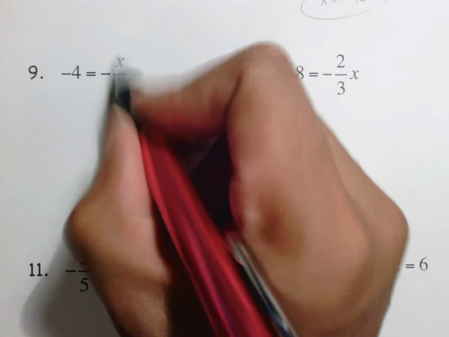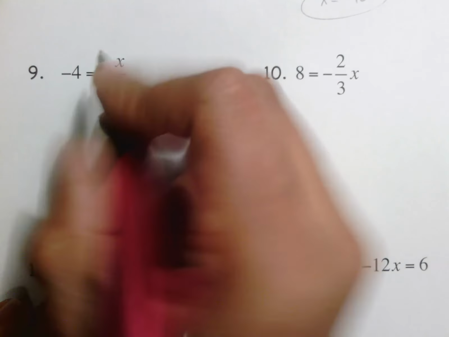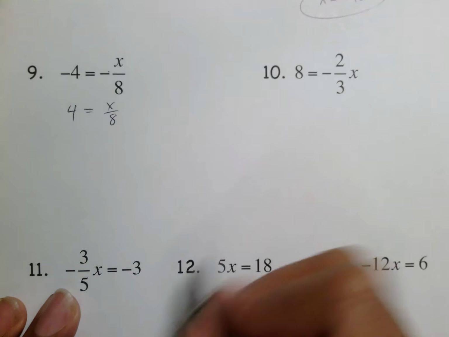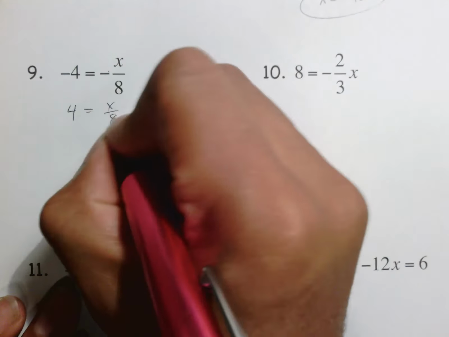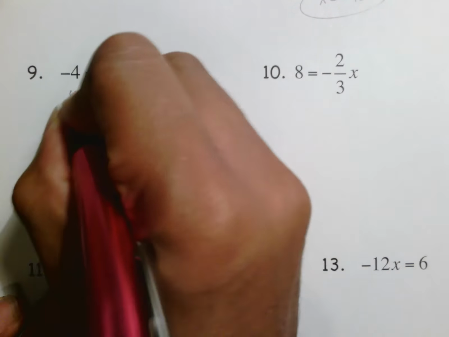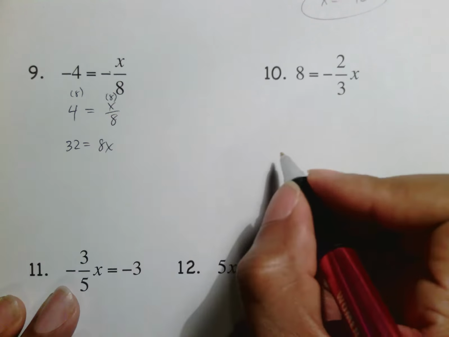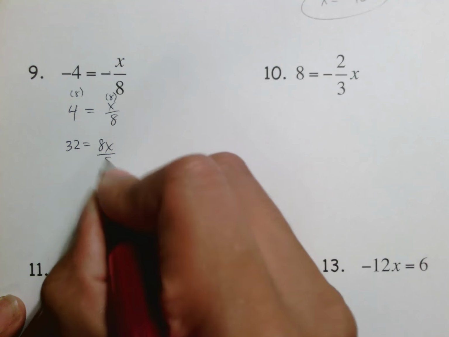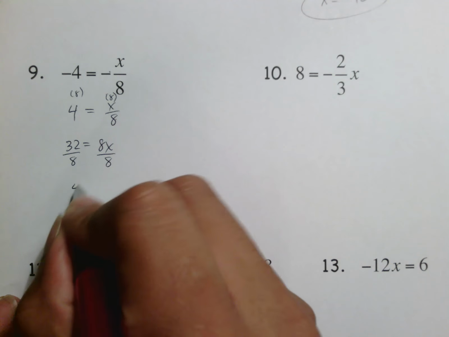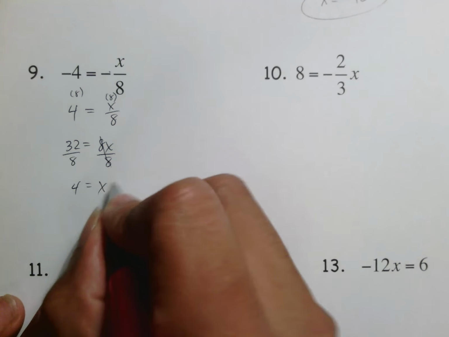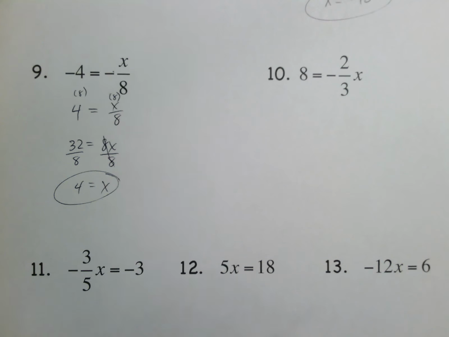Once we recognize that we know how to get rid of this 8, but there's a negative in the way, flip both sides. Everything becomes the opposite. Now we get rid of this 8 on the bottom by multiplying by 8. We end up with 32 equals 8x, and we rip this 8 off by dividing by 8. That goes away. 32 divided by 8 is 4, and 4 is equal to x.